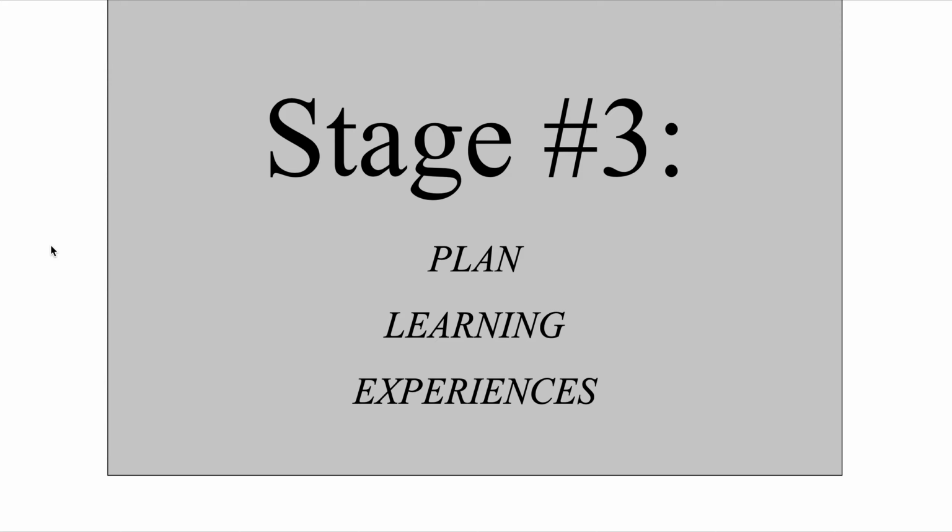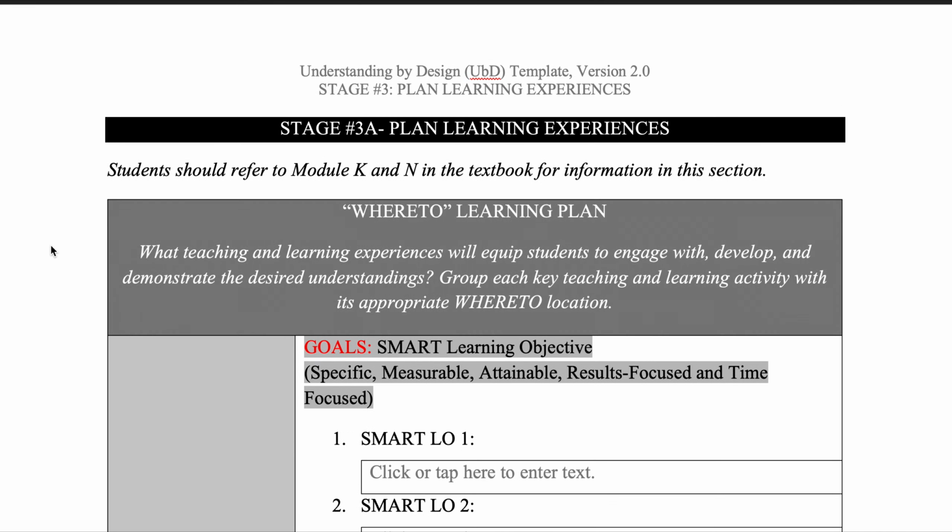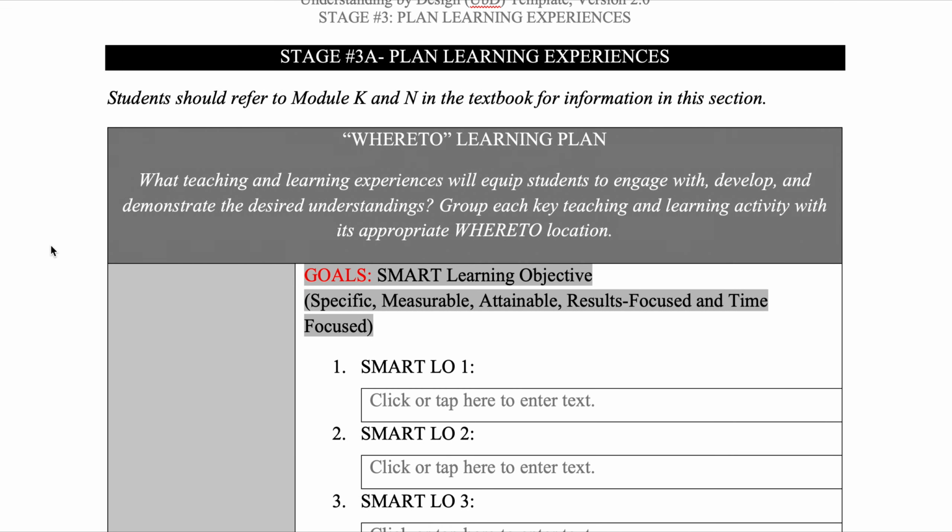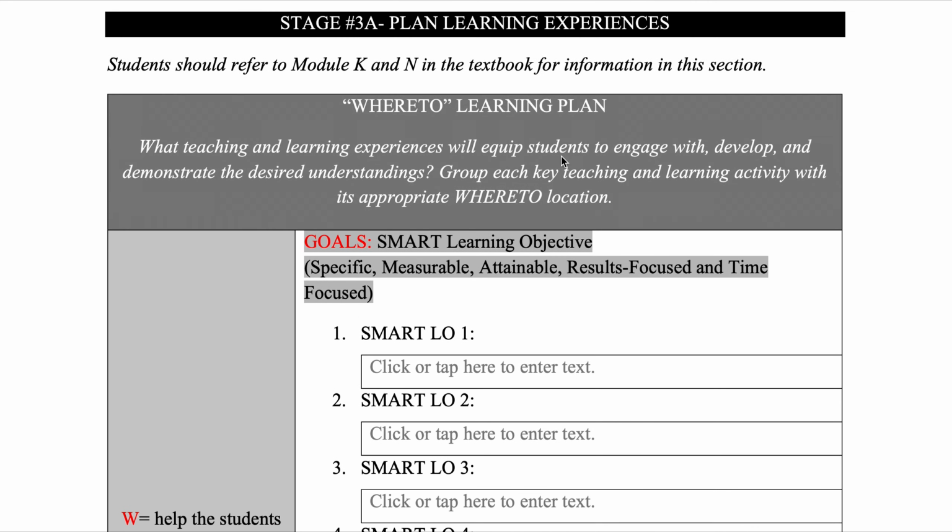And just make sure that you simplify things a little bit so that students can understand it. Okay, so the first part of stage 3 is plan learning experiences. This is the WHERETO learning plan.